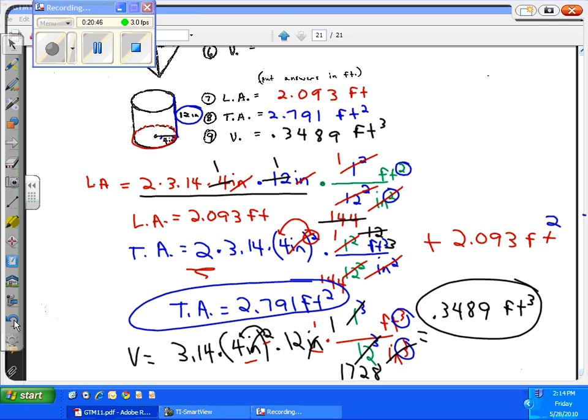In the teacher's edition, I rounded to 0.349, which is fine. It didn't specify how many decimal places to round. Any questions on 1 through 9? Okay.